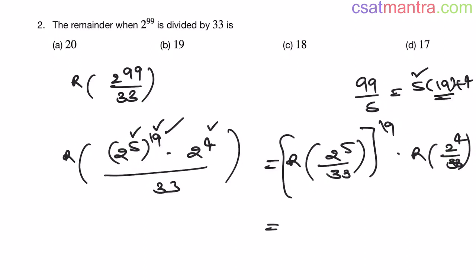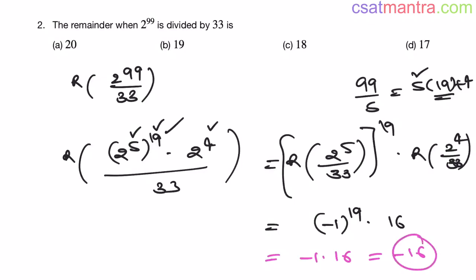So what is the remainder here? Minus 1 power 19, here plus 16. Now this is minus 1 into 16, this is minus 16. But here the remainders are given in terms of positive. So you have to divide this remainder till you get the required remainder, right? So I am again dividing this minus 16 with 33. 33 minus 1s are plus 17. So our answer is D.